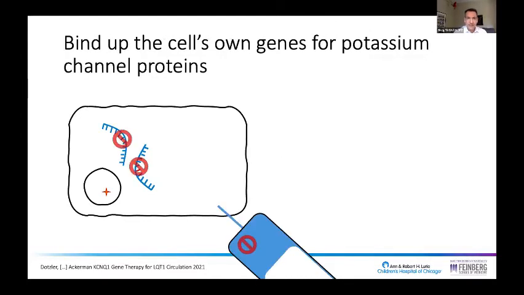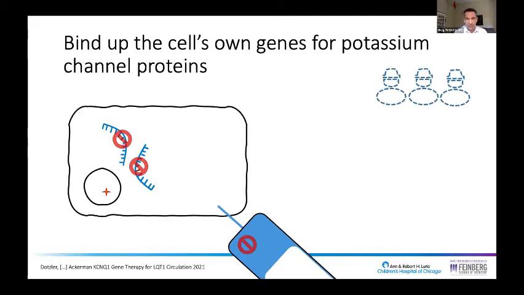And so the concept here is to actually do two things. First is to bind up the cell's own gene for potassium channel proteins to create a process of keeping the abnormal protein from being expressed. And in this case, it keeps any of the cell's internal protein genes from being expressed, or at least the one that most needs to be fixed, KCNH2. And that creates this loss of function idea.